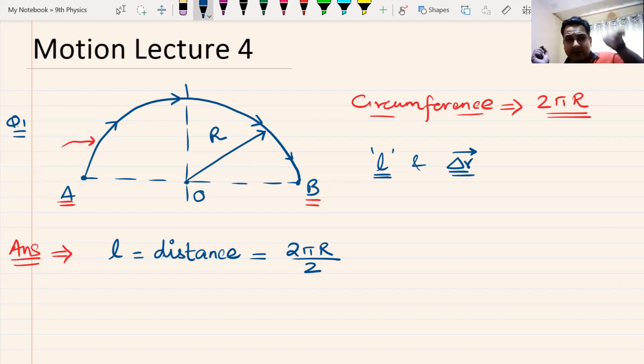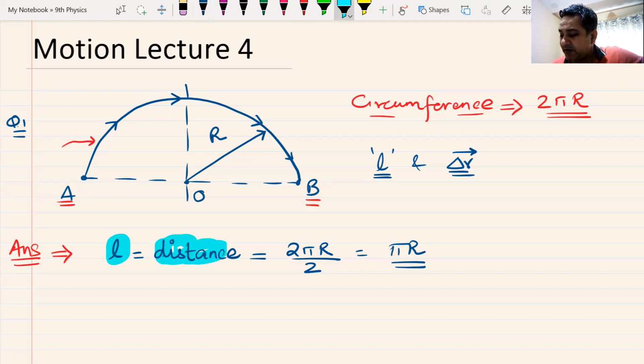2 pi r is the circumference of the whole circle. This is half of the circle, so it will be total circumference divided by 2, and the distance traveled will be equal to pi multiplied by r. You can just write it as pi into r. You don't have to put the values. The answer is this one. The distance traveled by the particle is the length of this path, and it is equal to pi r.